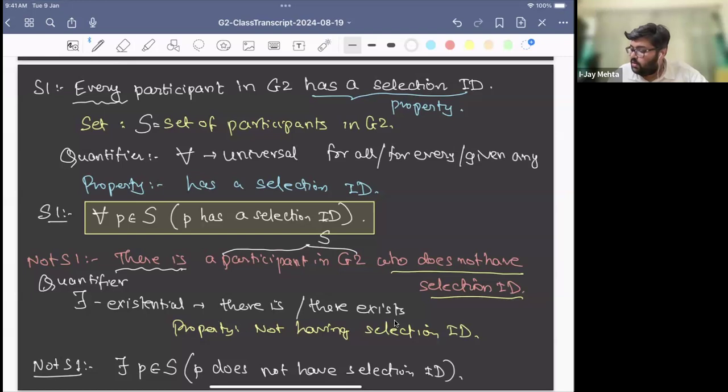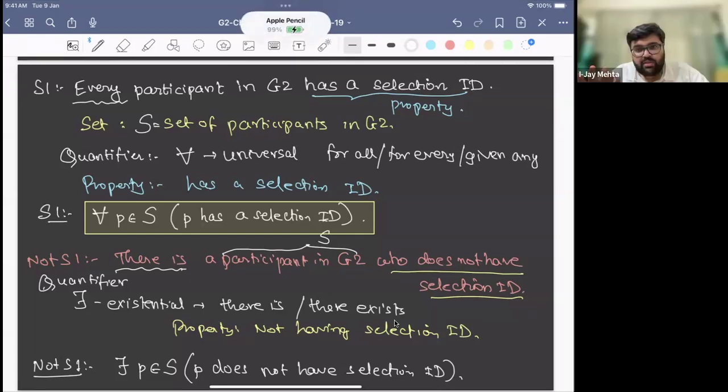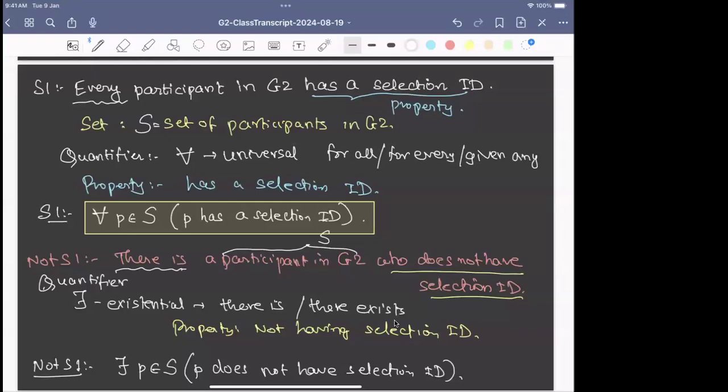Okay, those who understand this say yes. Shivam, you have a question? Yes, sir. Yes, what is the question? I was saying, can I write it as for every P belongs to S, there exists a P which doesn't have selection ID? You are saying for every, and then you are saying there exists. For every P belongs to S, there exists a P which doesn't have selection ID.